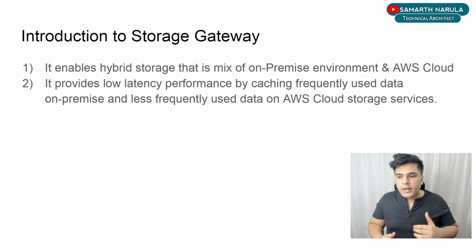What it will do is whatever data you're frequently accessing, it will store it in your on-premise hardware, and what you're less frequently accessing, it will keep that data on the cloud storage. That is how you'll have low latency. Basically, you'll have low latency and high performance. Low latency means your compute servers can quickly read that data or write to those files, whichever you are accessing from your on-prem, because your on-prem is near you.